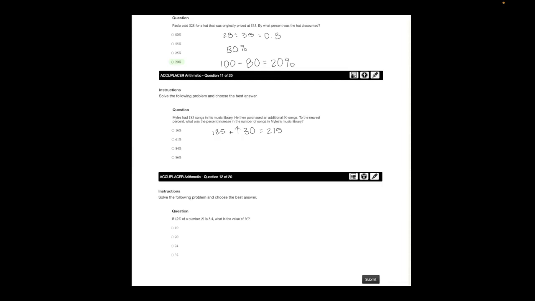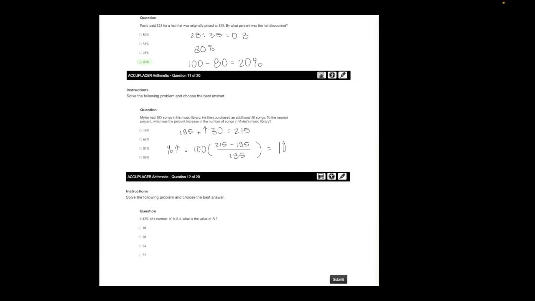Okay, so we can set up this problem with a percent increase. The percent increase can be modeled as 100 times, in parentheses, the 215, which is the total number that he has, minus the starting number of songs that he had, and then we divide that by the starting number again, which is the 185, and we close our parentheses. That's going to give us 100 times 30 over 185.